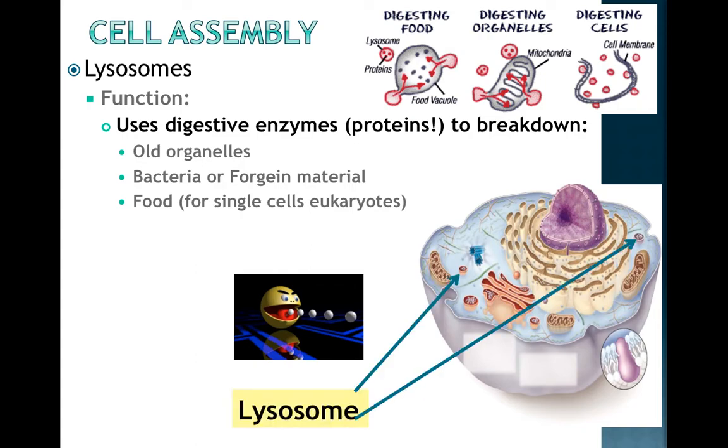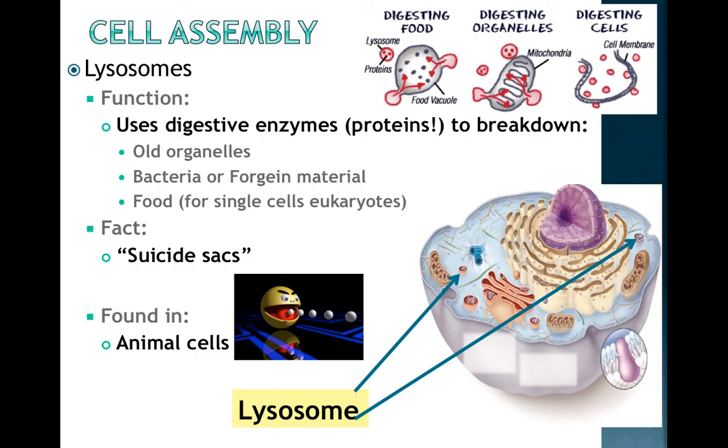And it's kind of hard to tell what they look like. They're just small and circular. They're going to look very similar to a vesicle. So if you ever are in doubt of what something is pointing to, just ask me because, again, lysosomes and vesicles look very, very much the same.